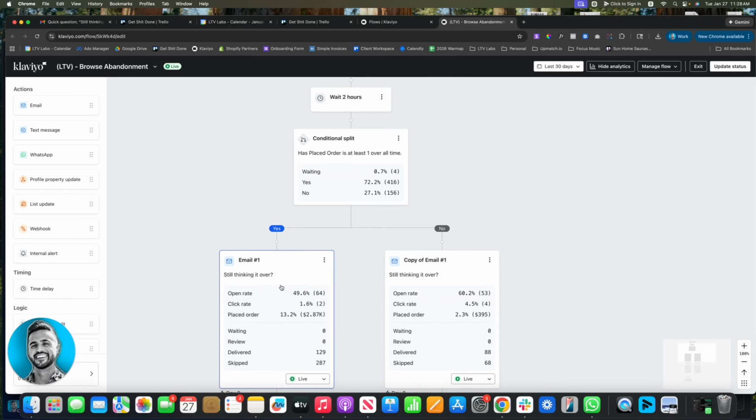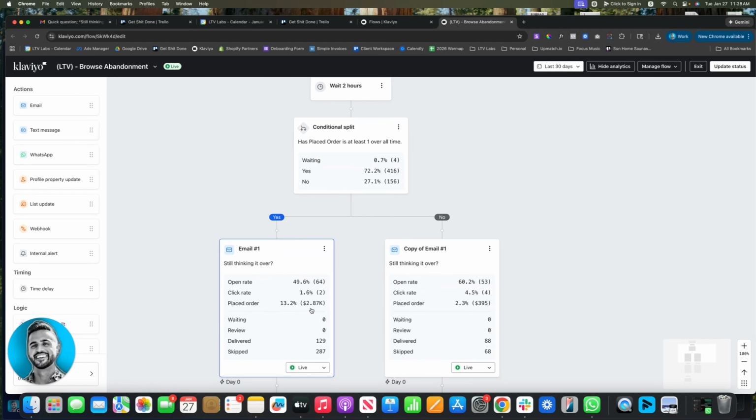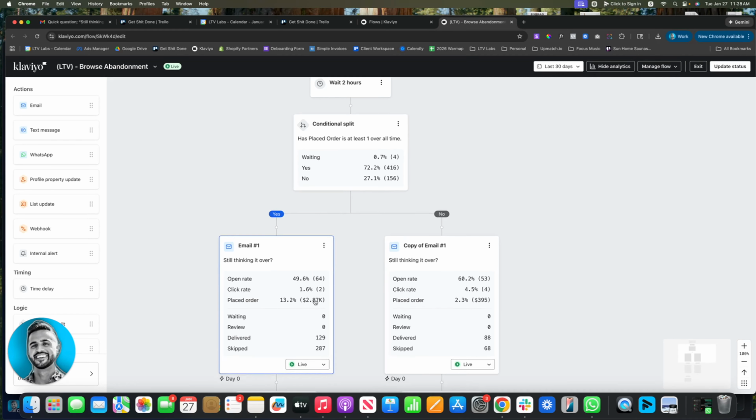But you can see here, the people that have placed an order have a lot more revenue than people that haven't placed an order. Just in the last 30 days, this email has generated over $3,000 in revenue, and these are people that have placed orders in their life. So yeah, just wanted to share that with you.